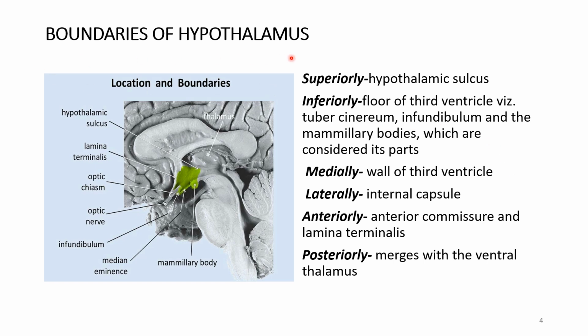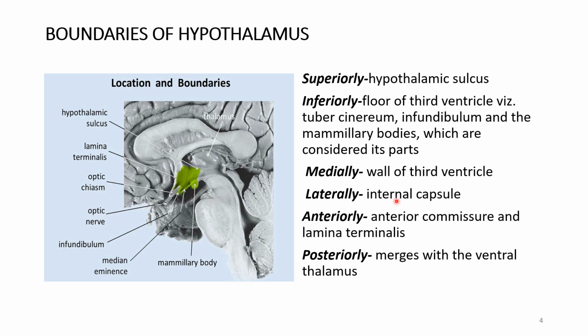Coming to the boundaries of the hypothalamus. Superiorly, it has the hypothalamic sulcus. Inferiorly, it has the floor of the third ventricle, tuber cinereum, infundibulum, and the mammillary bodies, which are considered its parts only.